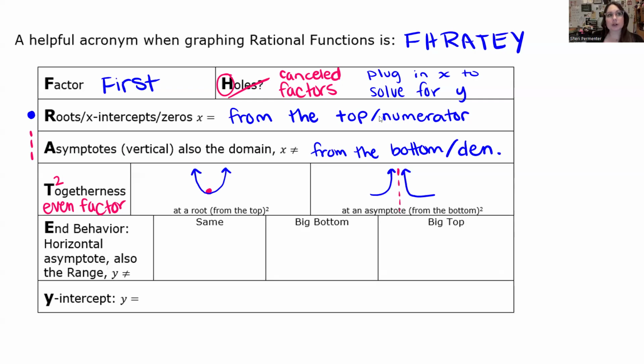So when something is squared on the top, or when something is squared on the bottom. So if it's squared on the bottom, it's around an asymptote. Squared on the top, it's around a root. And again, this is representing togetherness. These are together.